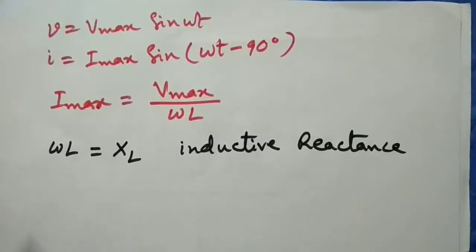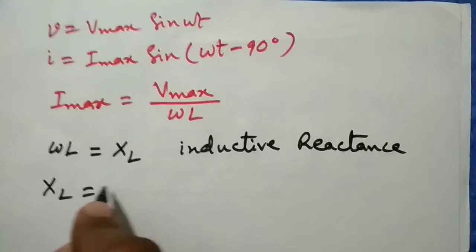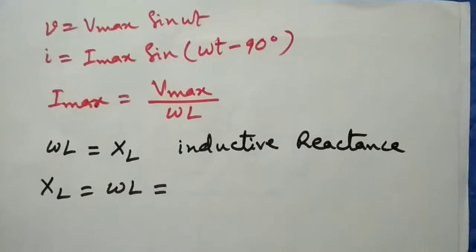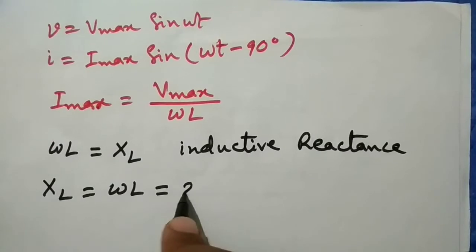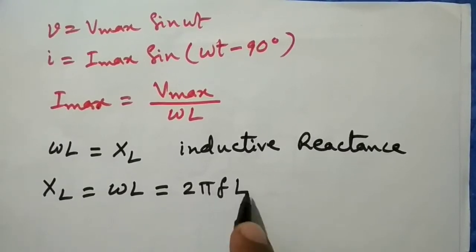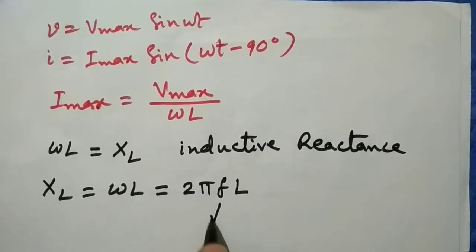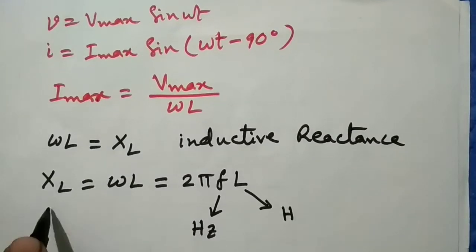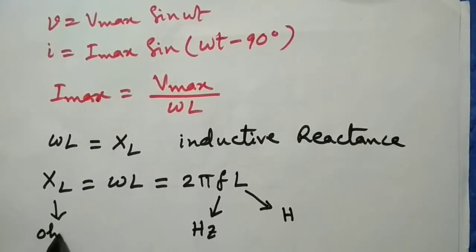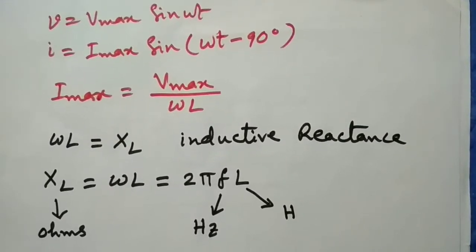So XL is called inductive reactance. The XL can be written as omega L, and as we know that omega is equal to 2 pi f, so XL can also be written as 2 pi fL. Here, if the frequency is in Hertz and the inductance is in Henry, then the unit of the XL is in ohms.